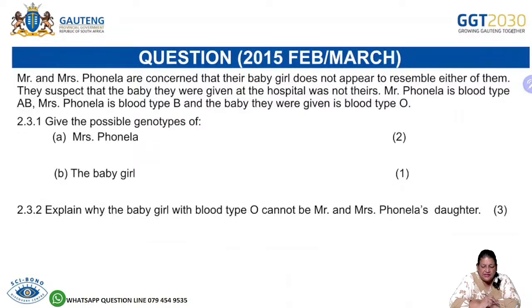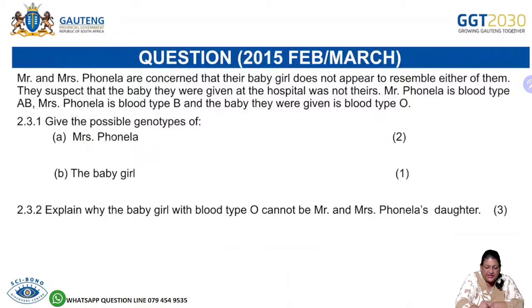Now this is almost the last question, children. Mr. and Mrs. Fonella are concerned that the baby girl does not appear to resemble any of them. So they went to the hospital. Mr. Fonella is blood group AB, Mrs. Fonella is blood group B, and the baby we're given is blood group O.